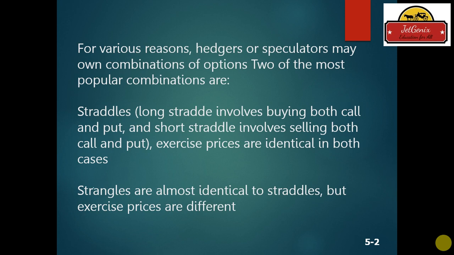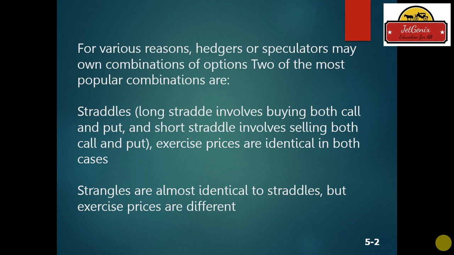For various reasons, a hedger and speculator may own a combination of options. Two of the most popular combinations are straddle. The first one is straddle. Long straddle involves buying both call and put option, and short straddle involves selling both call and put option. And in the straddle strategy the exercise prices are identical in both cases, which means when you want to buy the put option or the call option, the strike price for both will remain the same.